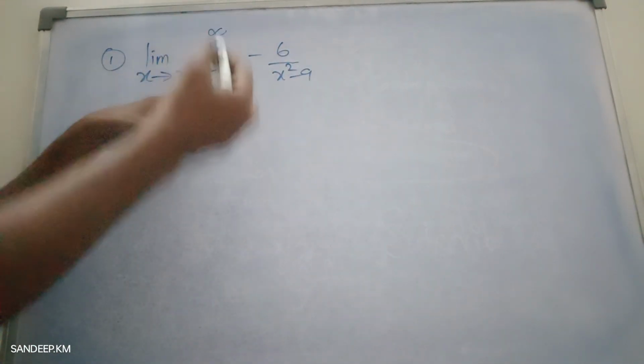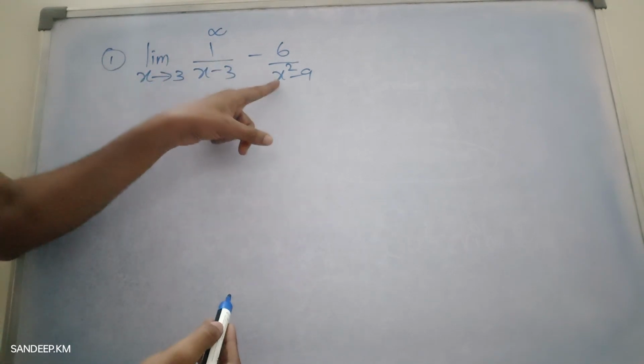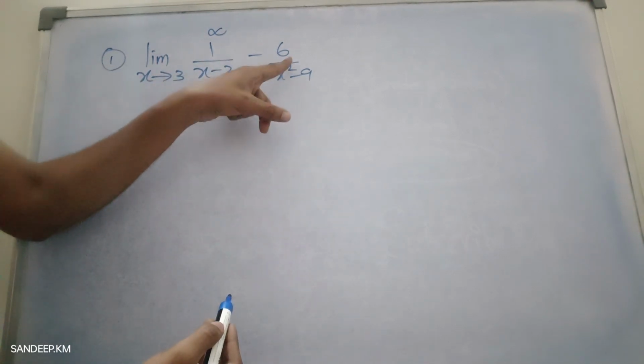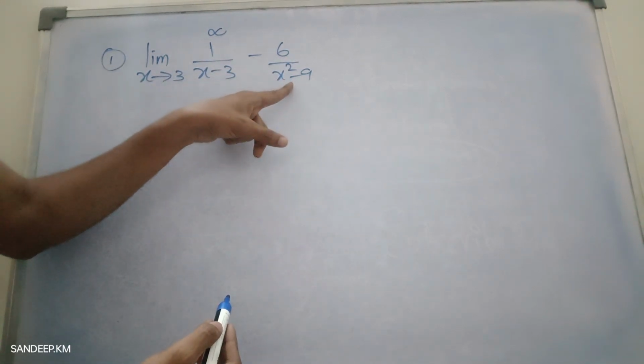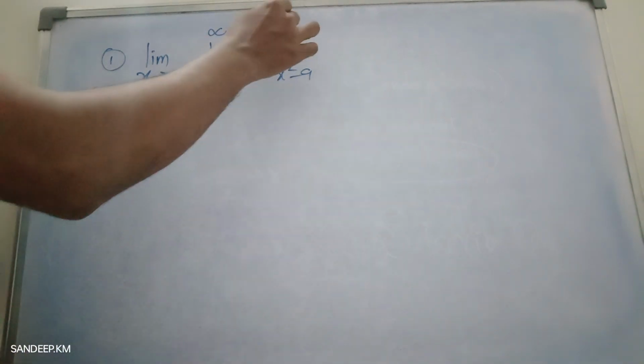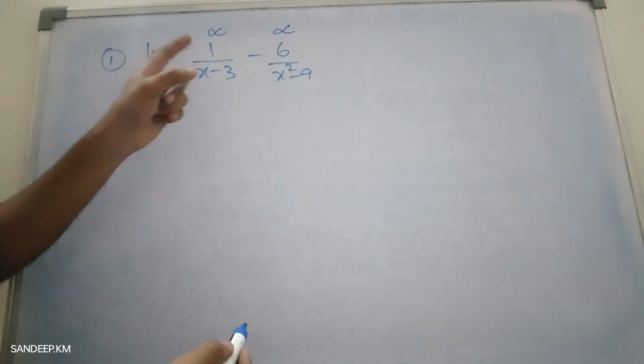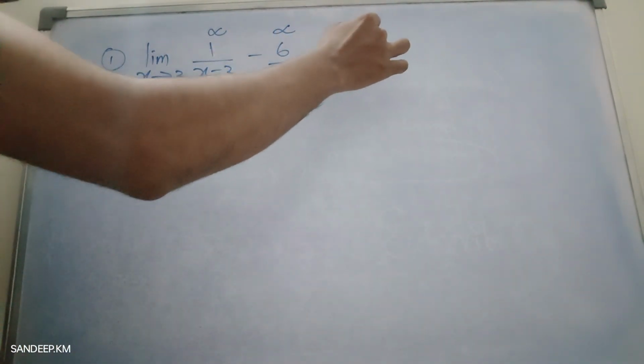So this is in the form of infinity. And similarly, if I substitute x as 3 here, 3 square will be 9, 9 minus 9 is again 0, 0 in the denominator, 6 by 0, this is also of the form infinity. So the question is of the form infinity minus infinity.